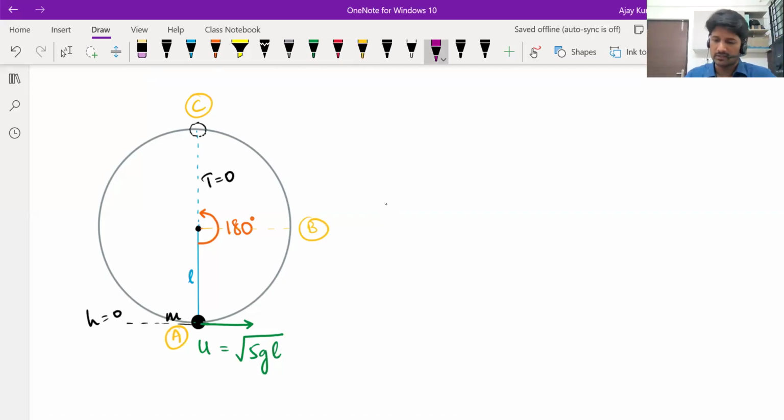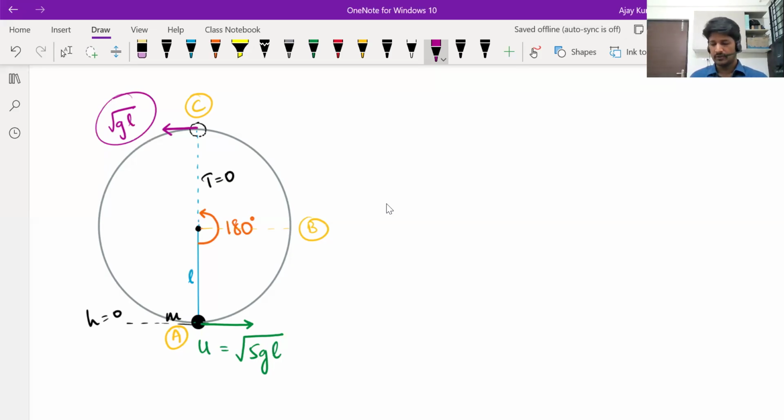If tension is 0 at the top, the speed there will be root GL. From the centripetal force equation, we can tell. So for the bottommost point, root 5 GL is the critical velocity. For the topmost point, root GL is the critical velocity, the minimum speed needed to stay on that circle.